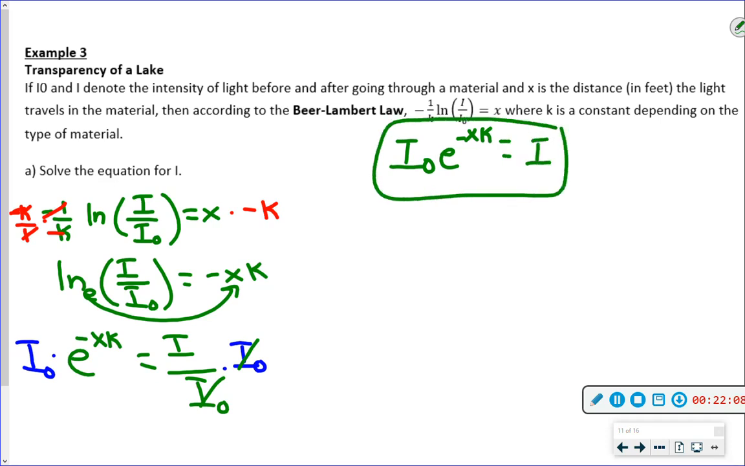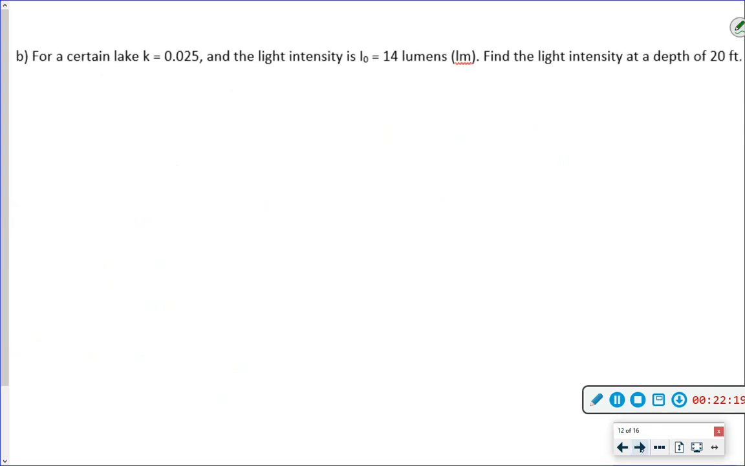Got it. Okay, all right, wasn't so bad. Now, keep that, obviously, you have it. I'm going to lose it when I click the slide to the next one. I'm going to use this for part B, because it says for a certain light, k is 0.025, so I'm going to replace that.